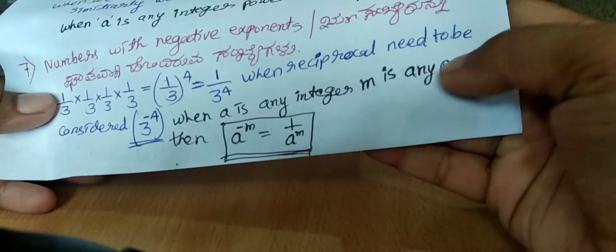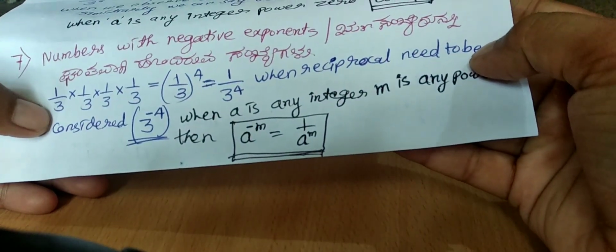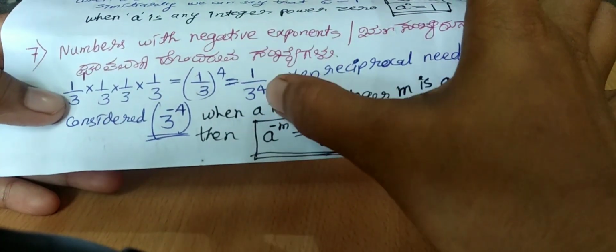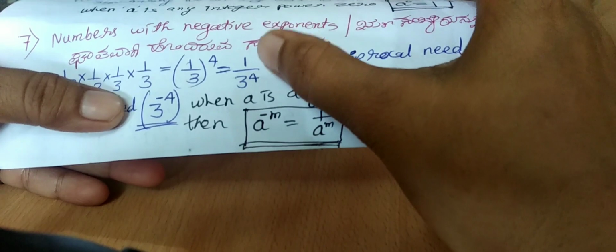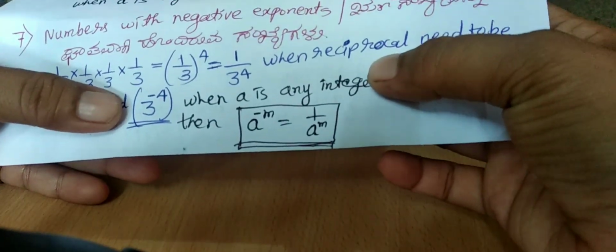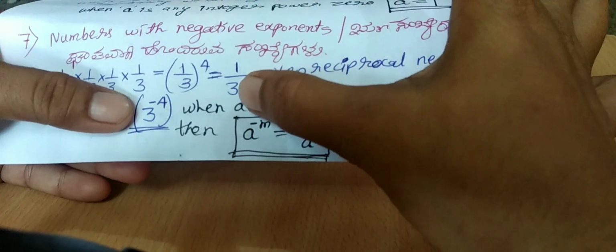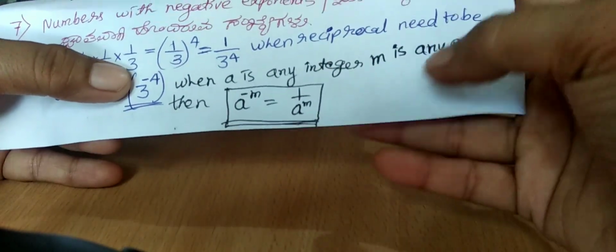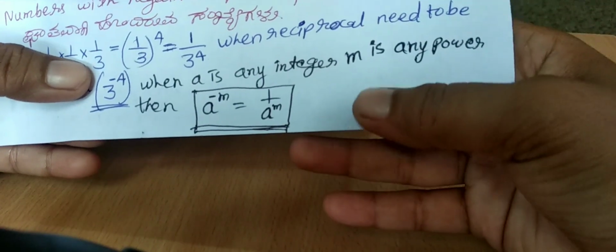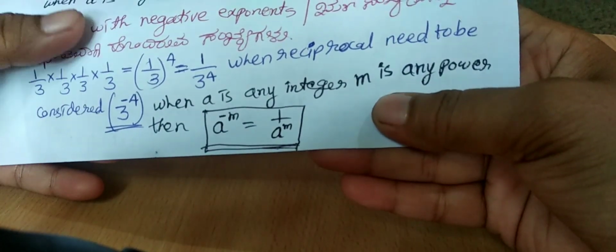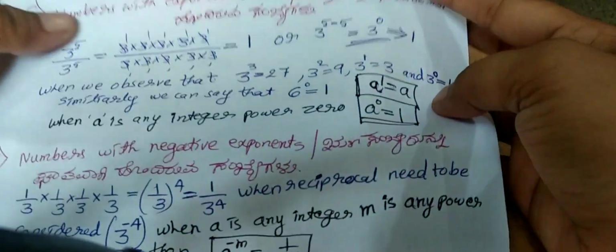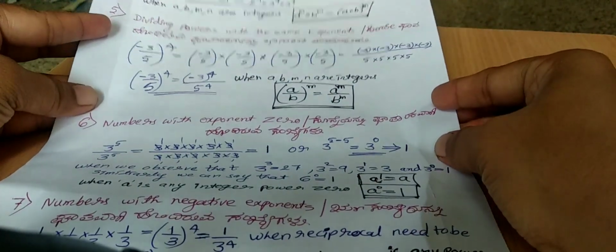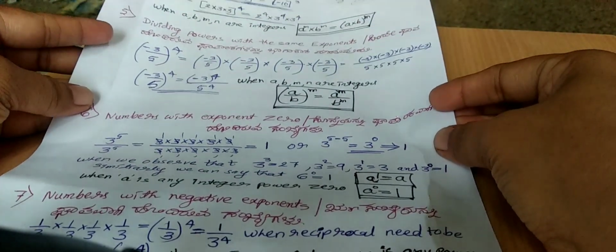When the reciprocal needs to be considered, at that time 1/3 to the power 4 can be written as 3 to the power minus 4. That means the reciprocal of 1/3 to the power 4 is 3 to the power minus 4, with the negative exponent. When A is any integer and M is any power, then A to the power minus M is 1/A to the power M.